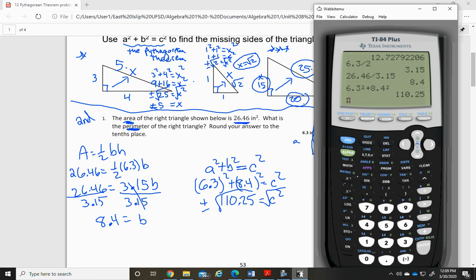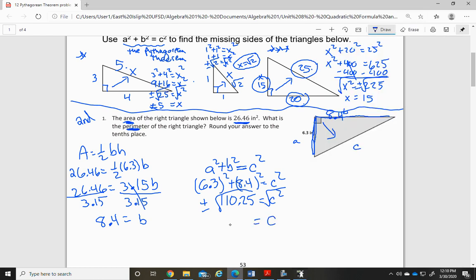So the square root of 110.25 is 10.5. It's also negative 10.5, but it's a side of a triangle, so it can't be negative.